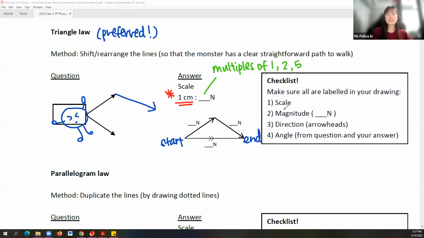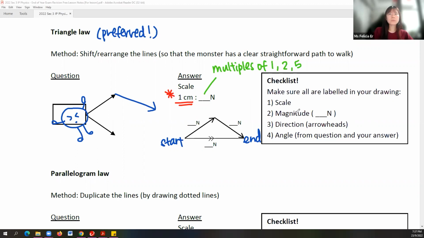Then next thing is that because this is a vector diagram, vector means that it has both magnitude and direction. So make sure that in your drawing, you must show me the magnitude. You need to write how many Newton this line is. So take note, for this arrow, you are not supposed to write how many cm. You are supposed to write how many Newton instead. Not cm. Cm is just for your own reference to know how long to draw. Labeling is in Newton.